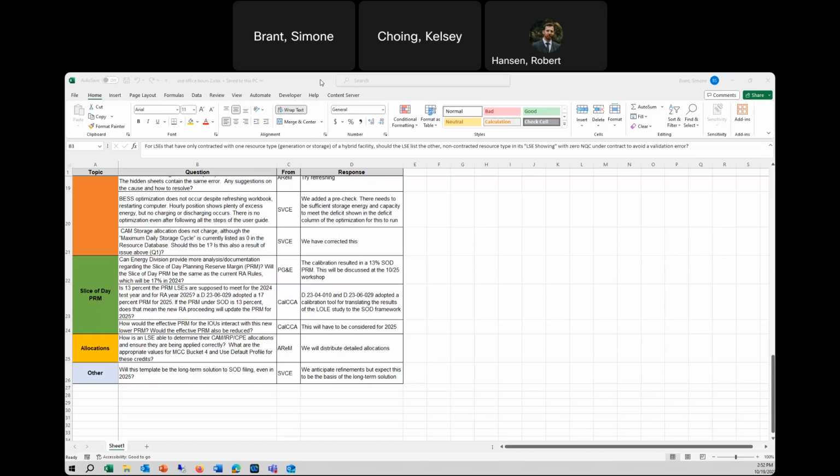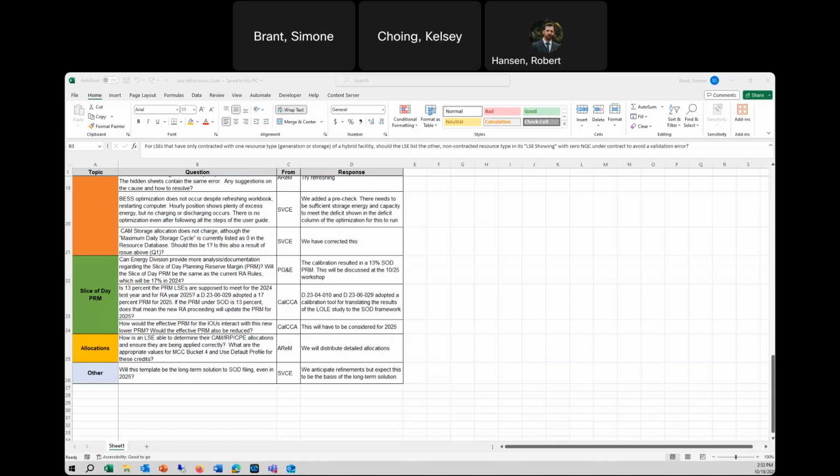Okay. So in the templates that we distributed on 10.6, the hourly system requirements are inclusive of a 13% PRM already. Like it's hard coded in there. So this is the result that we got from the slice of day calibration tool. And we have not released that yet, but we have a workshop on that next Wednesday. I believe it's October 25th. So we're going to be showing the inputs that went into that there, but it's already included in the requirements in the templates. Okay.